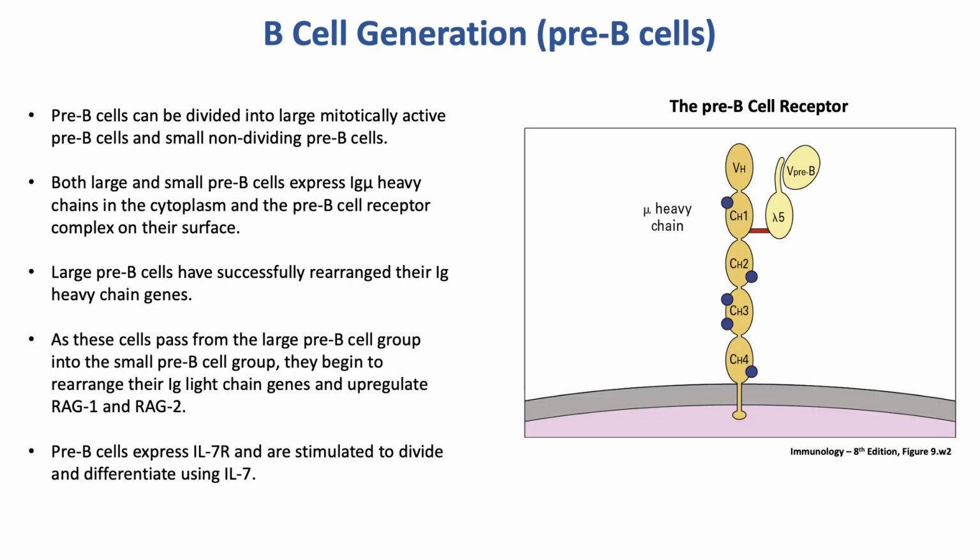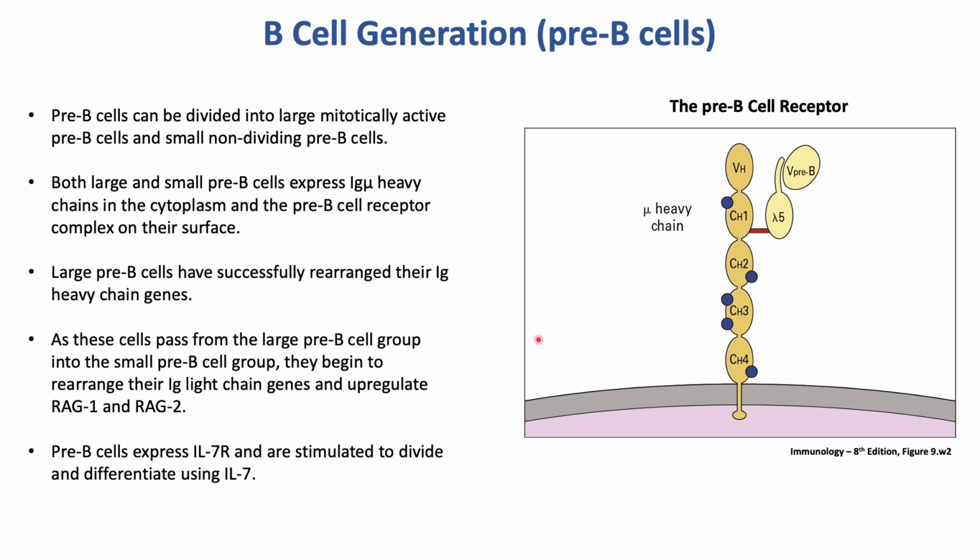Now the pro-B cells, the progenitor B cells, have become pre-B cells. These pre-B cells can be divided into large, mitotically active pre-B cells and small, non-dividing pre-B cells. Both large and small pre-B cells express the Ig mu heavy chains in the cytoplasm and the pre-B cell receptor complex on the surface. The large pre-B cells have successfully rearranged their immunoglobulin heavy chains.